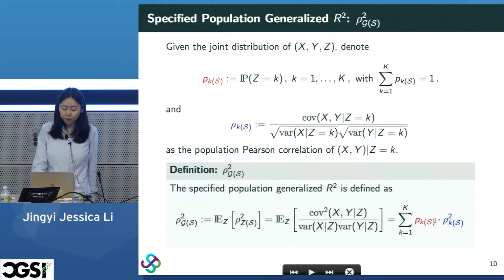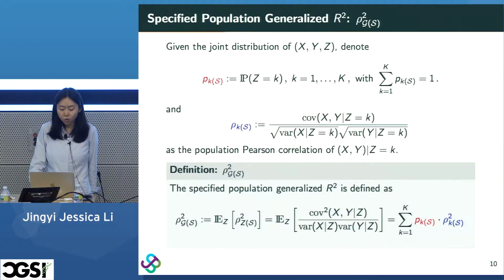Here I'm in the population situation, which means that I did not talk about samples. I just talk about the joint distribution of my random variables X and Y and the indicator Z. So this is my first formulation, the specified population generalized R-square. And how do I move from this to the unspecified case? The idea is that I want to use lines to represent each component or each cluster.